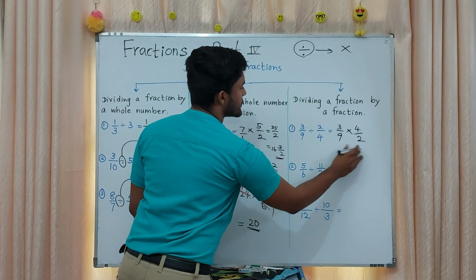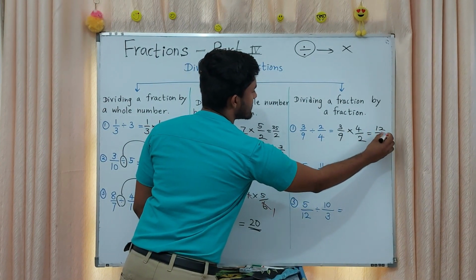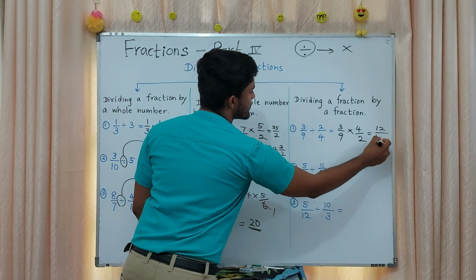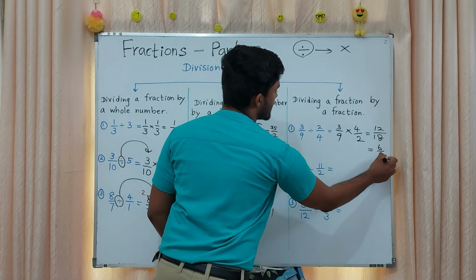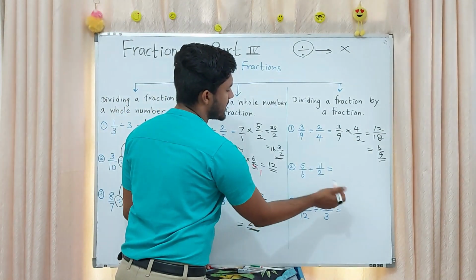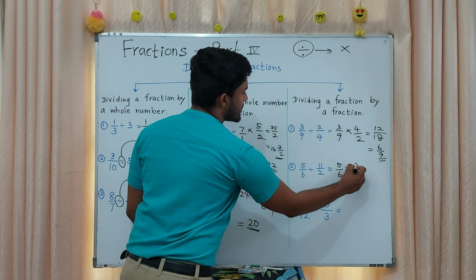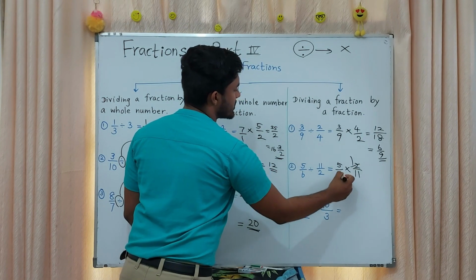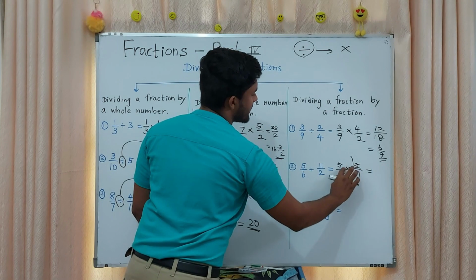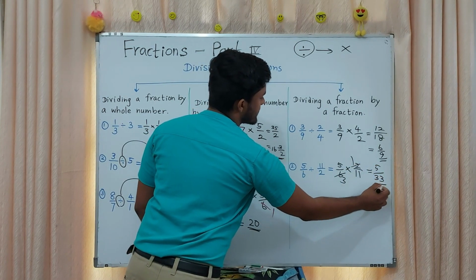Then here 3 over 9 we want to convert into a multiplication. 4 over 2, then 3 into 4, 12, 9 into 2, 6 over 9 is the answer. Then here 5 over 6 divided by 11 over 2, 5 over 6 is same, 2 over 11, 2 into 1, 2 into 3, 5 into 1, 5, 3 into 11, 33.